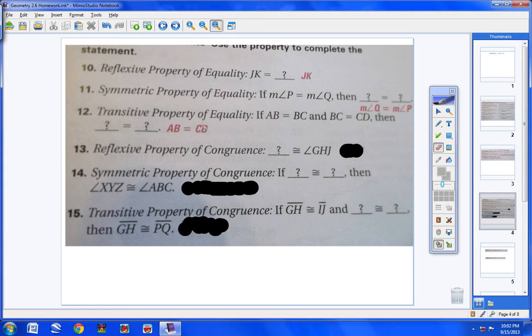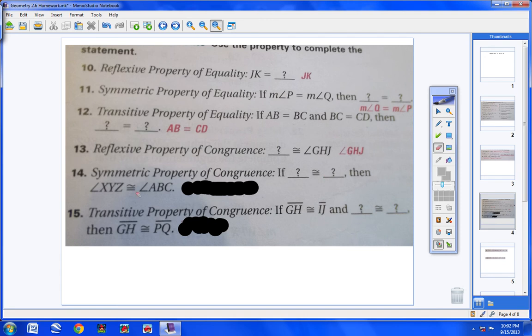The reflexive property of congruence. Angle GHJ is congruent to angle GHJ. Okay, that's what reflexive is. Look up here at reflexive property of equality: JK equals JK.